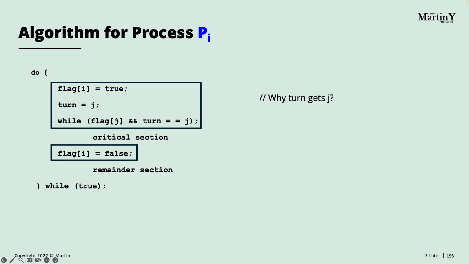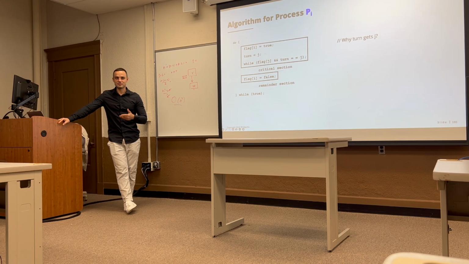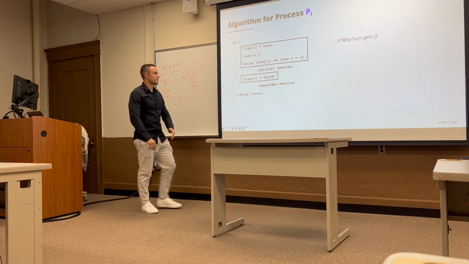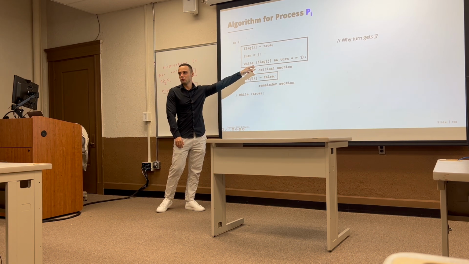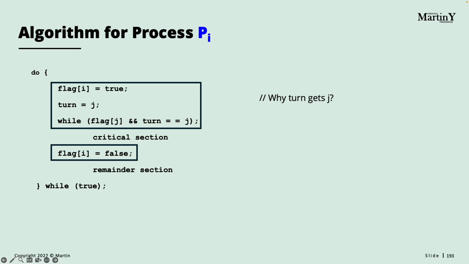So of course, while one of the processes is accessing the memory, the other one is going to wait, right? And it will wait by staying in this while loop right here. So in this while loop, we'll continuously be looping and looping and looping until the other process finishes their critical section, because this is the only way that they will change their flag to false.